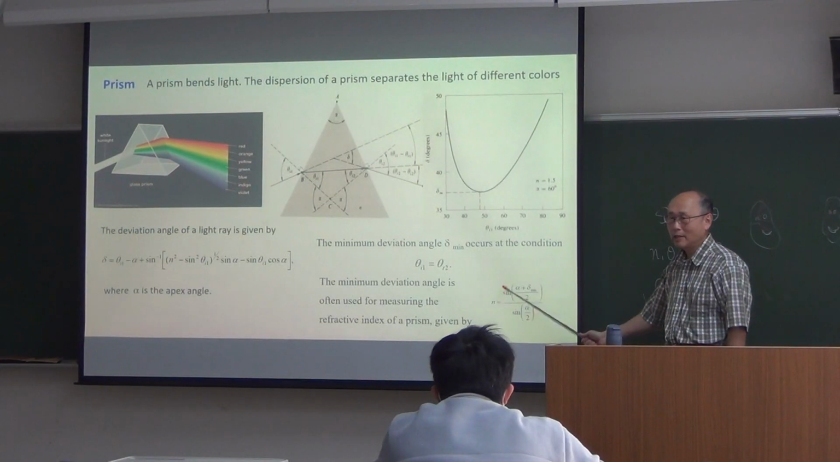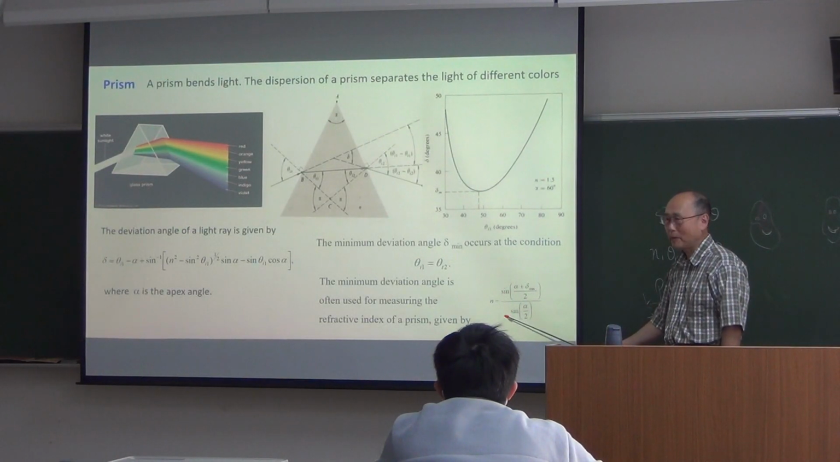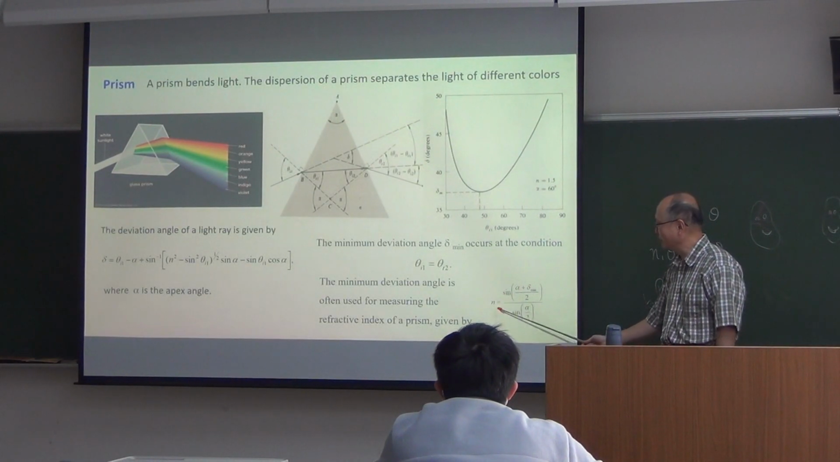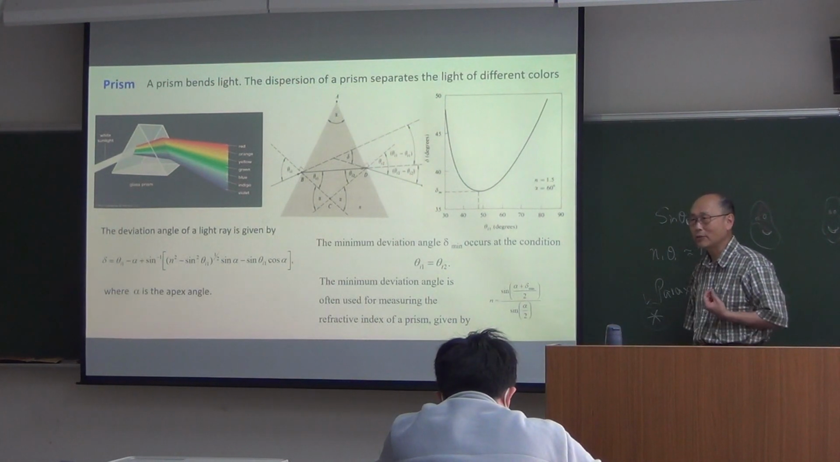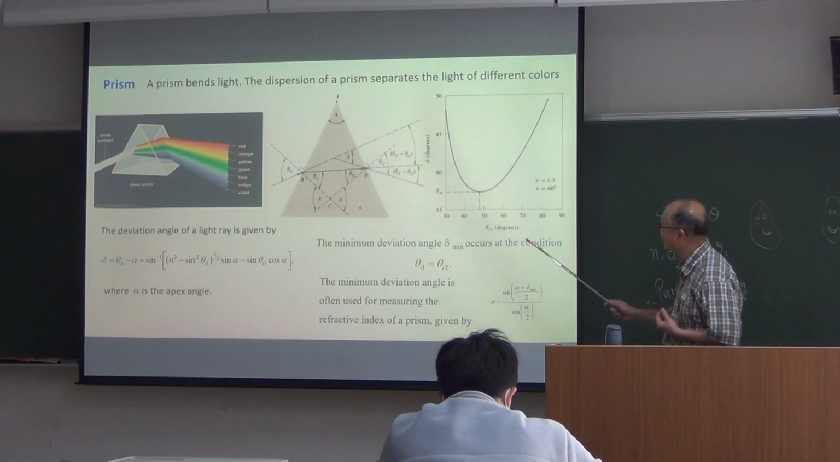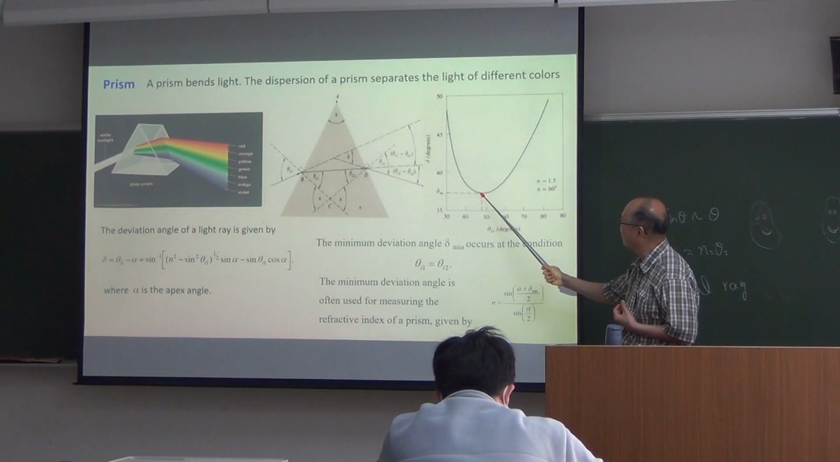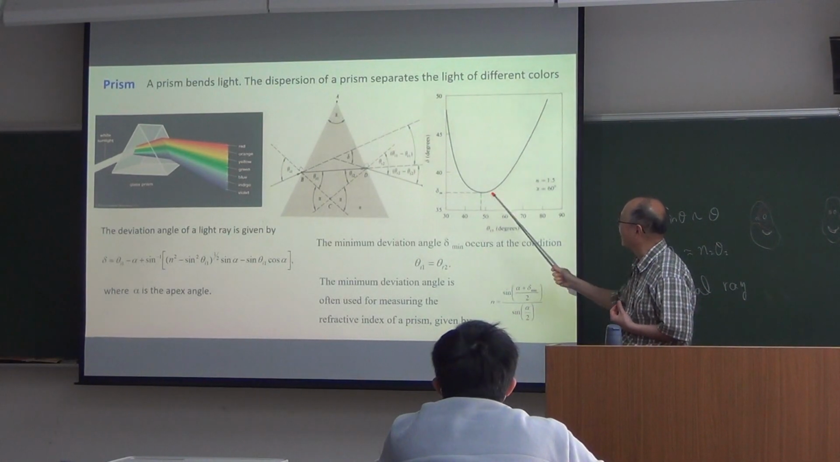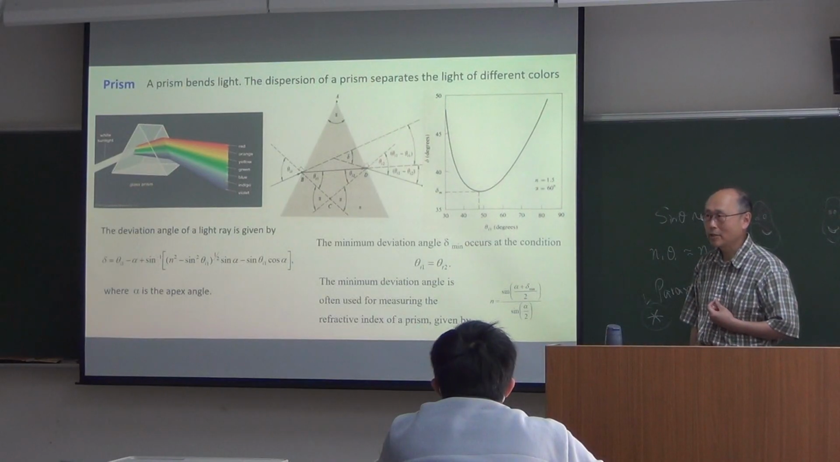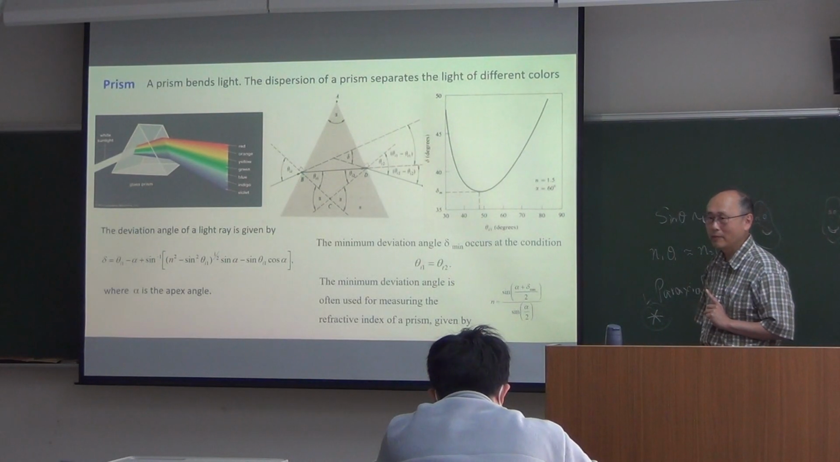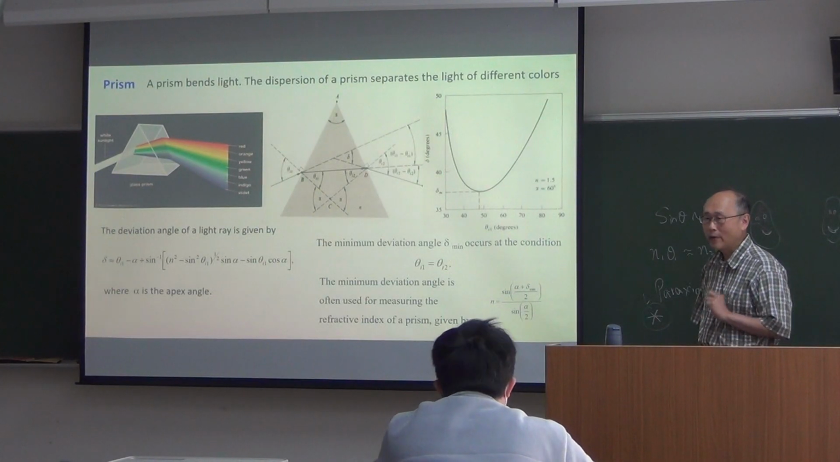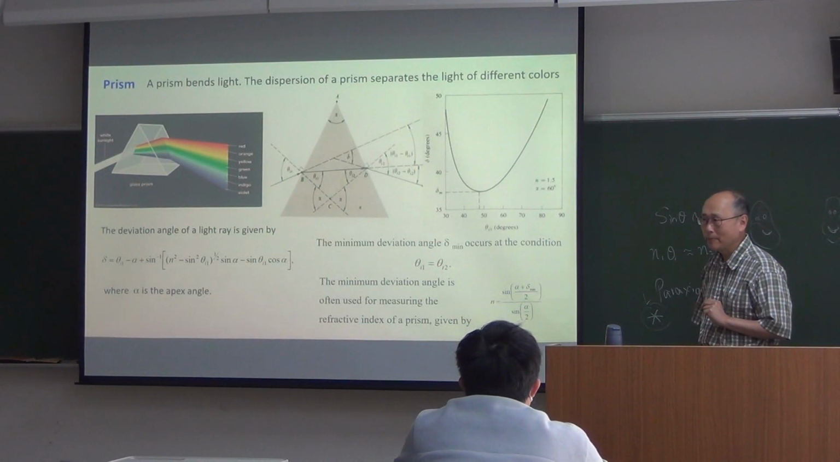But this becomes a quite sensitive experimental skill to determine the refractive index of a material as a function of wavelengths, because for different wavelengths, this point is going to be along a different direction. So this is one application. Okay. By looking into the minimal deviation angle to find out the dispersion of the material.